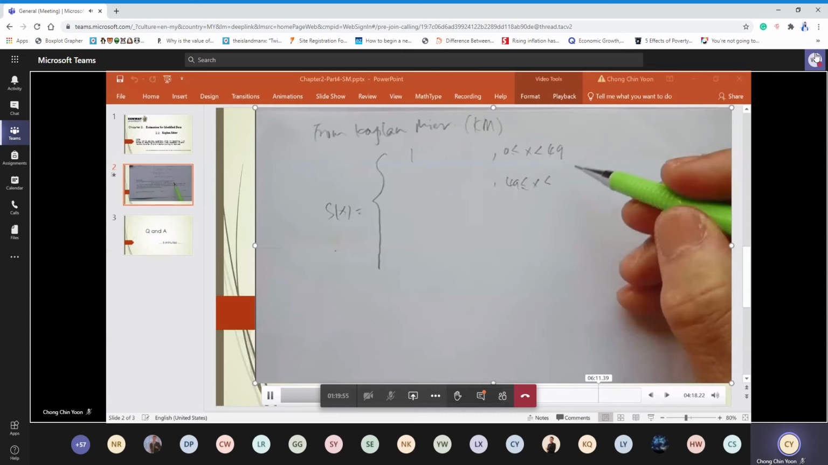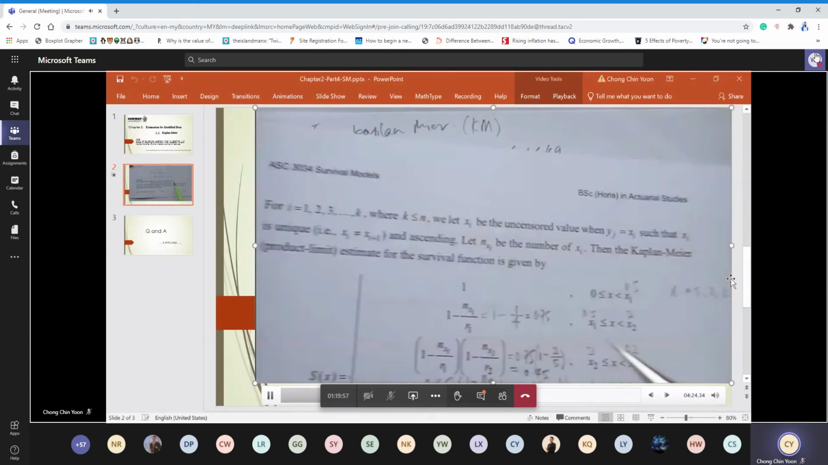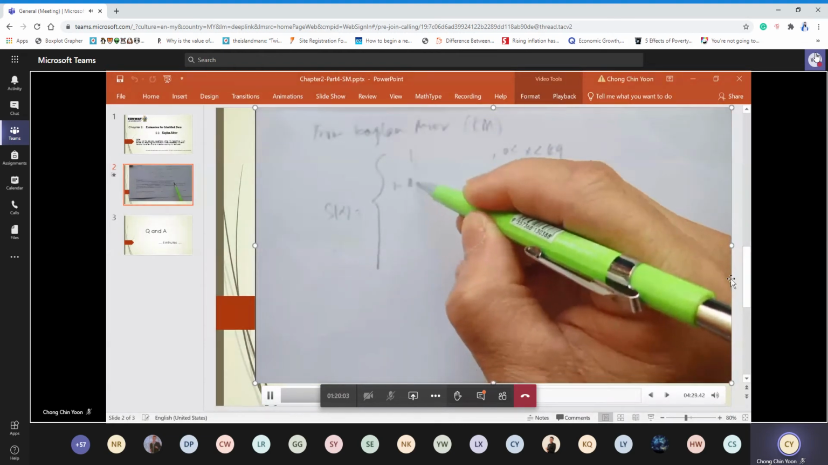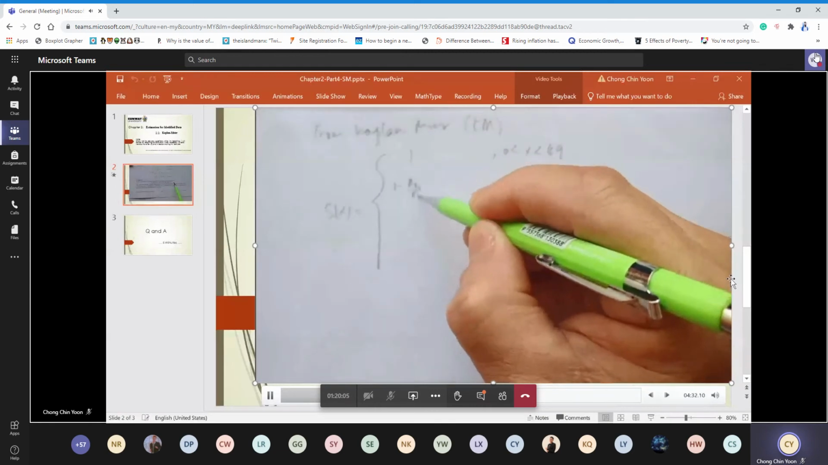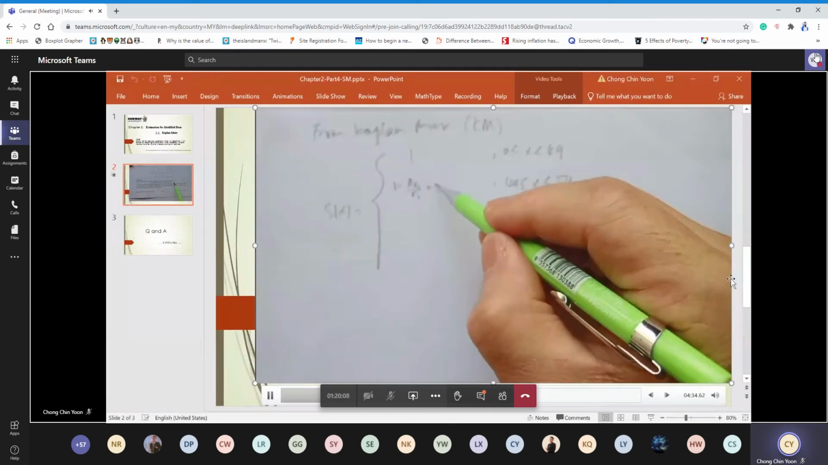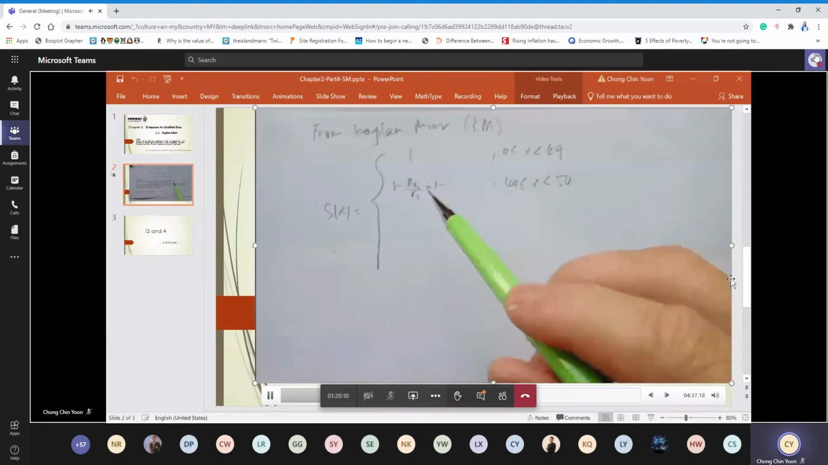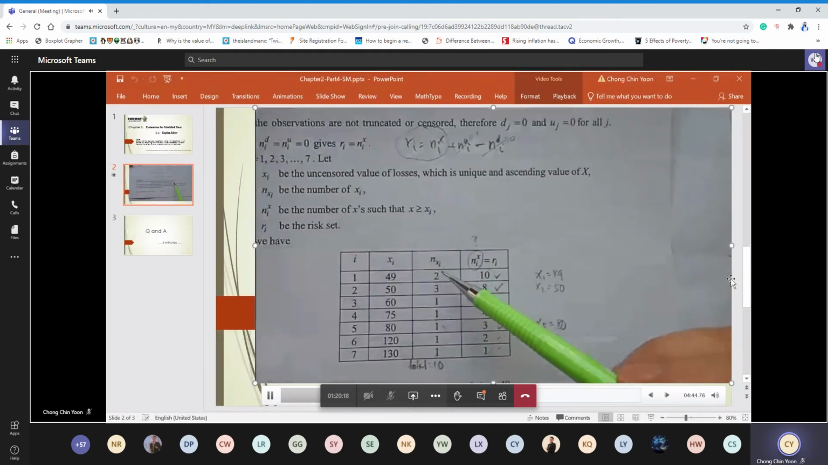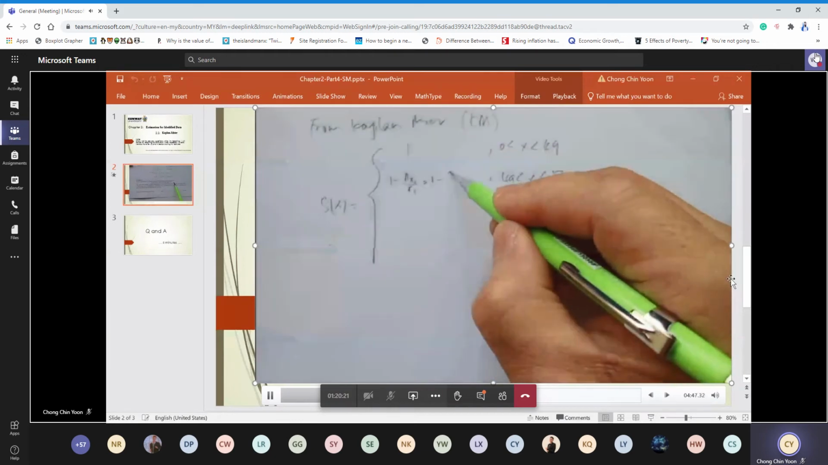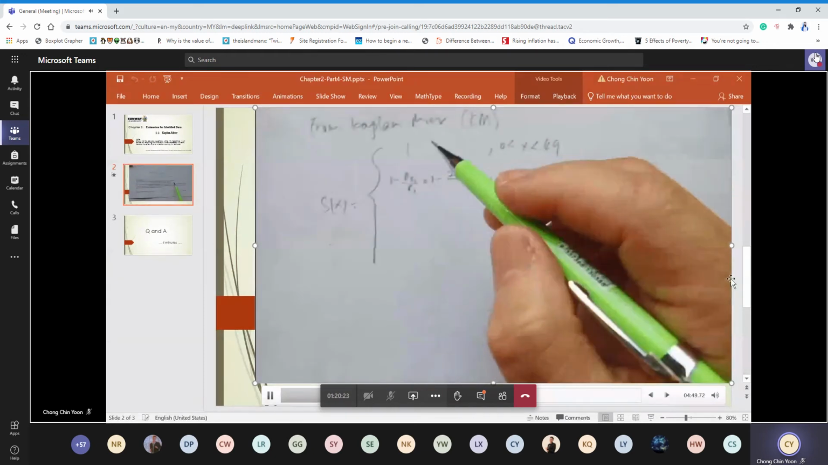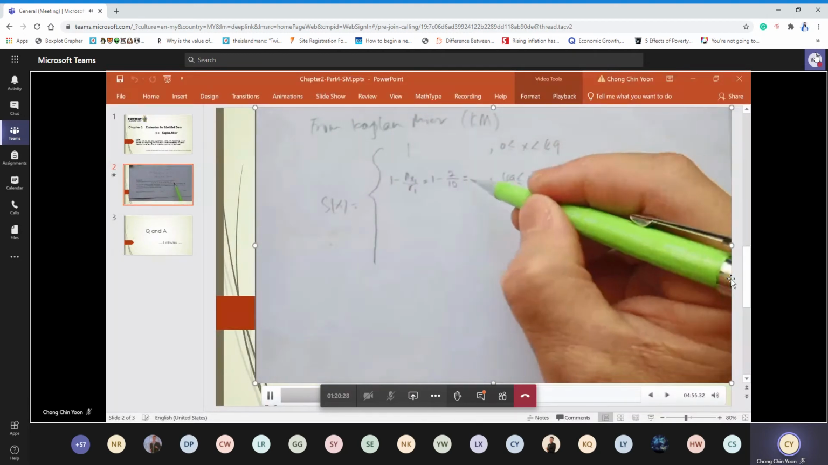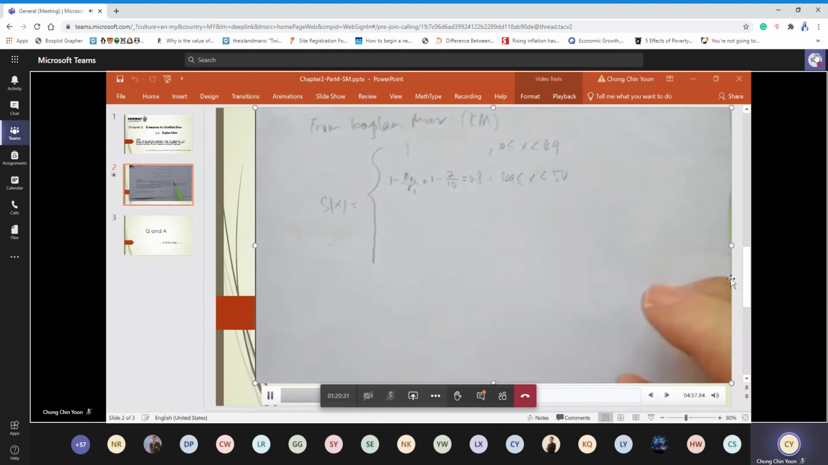We have to use the formula that we have learned just now, which is equal to 1 minus nx1 divided by r1. This will be equal to the frequency, or the number of observations for x1, which is 2. That is this 2, divided by r1, which is 10. So you have 0.8 for this case.